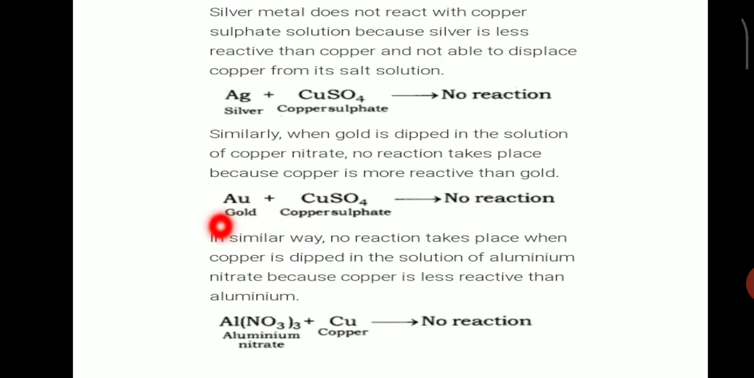Similarly, gold, when it reacts with copper sulfate solution, gives the same result, because copper is more reactive than gold. Then when aluminum nitrate is reacted with copper, we know that aluminum is more reactive than copper, so this reaction will not take place.